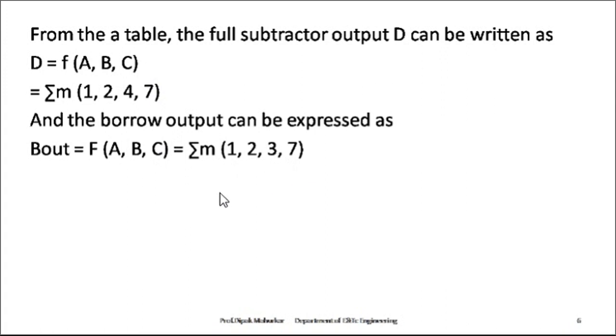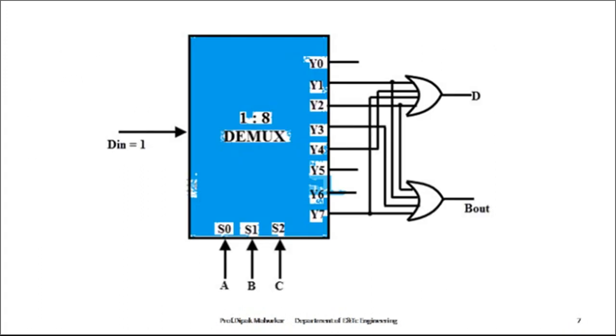Now our next aim is to draw the logic diagram. So how to draw the logic diagram? It's very simple. Now for the difference, minterms 1, 2, 4, 7 and 1, 2, 3, 7. See, now plot 1 demux, 1:8, 1 input and 8 output lines Y0 to Y7. For 8 outputs we require 3 select lines S0, S1, S2.